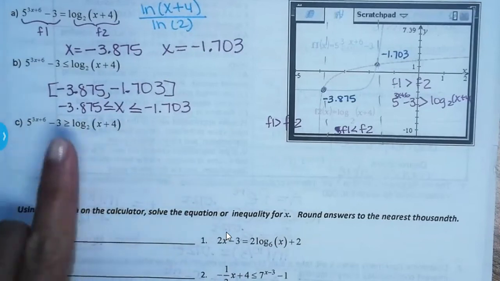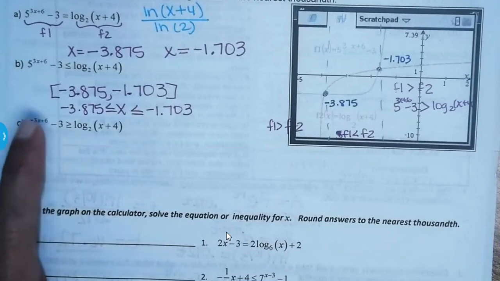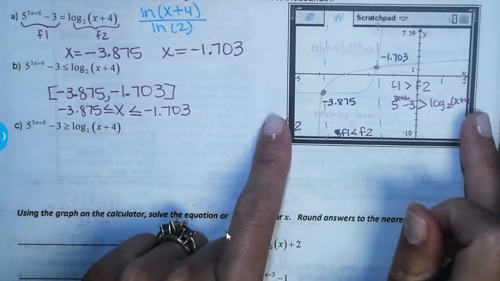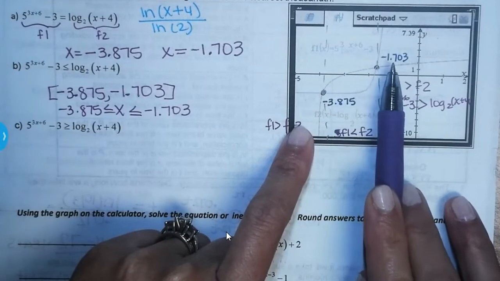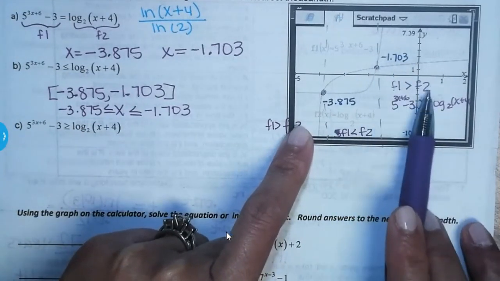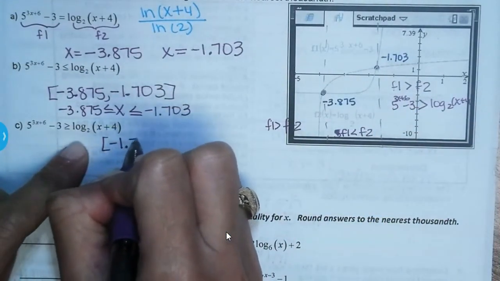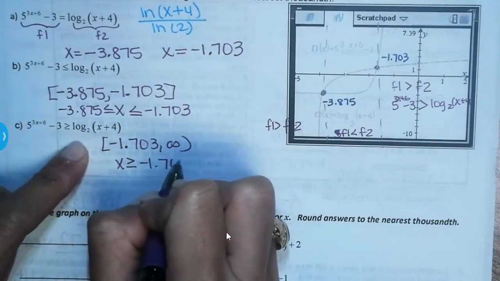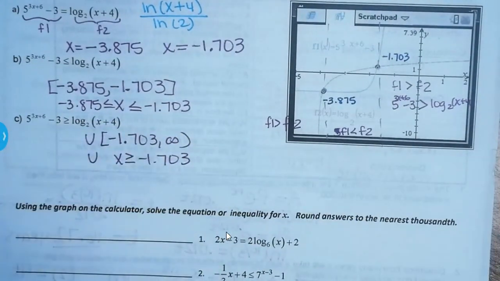So that's letter B. Now the one you have to be very, very careful with is letter C, where it says, when is the exponential greater than the log? For that one, there are going to be two answers. Let me start with the easy one. After the intersection of negative 1.703, the exponential graph is greater than the log. So for sure, after negative 1.703 to infinity. Or you can write it this way. That's for sure.